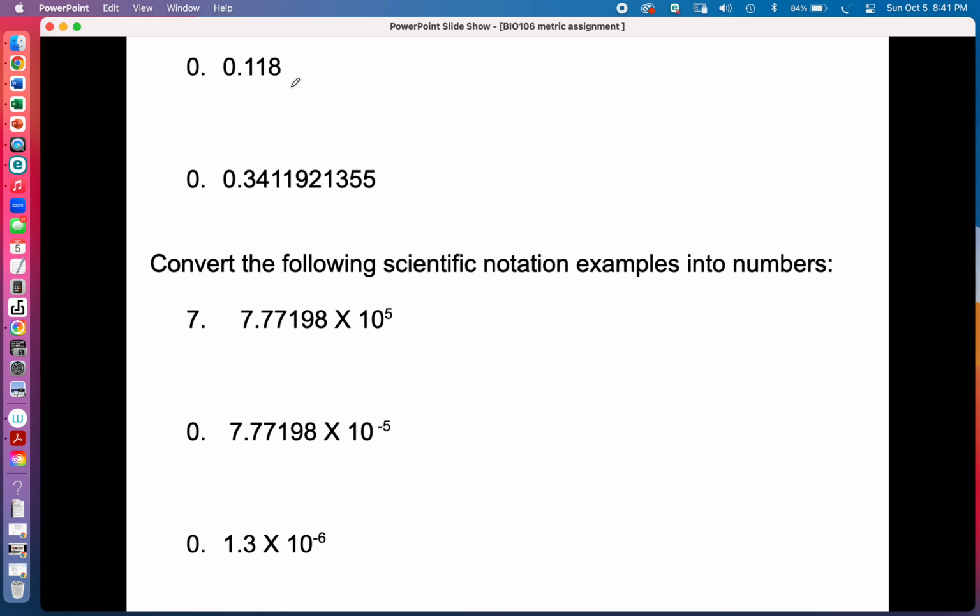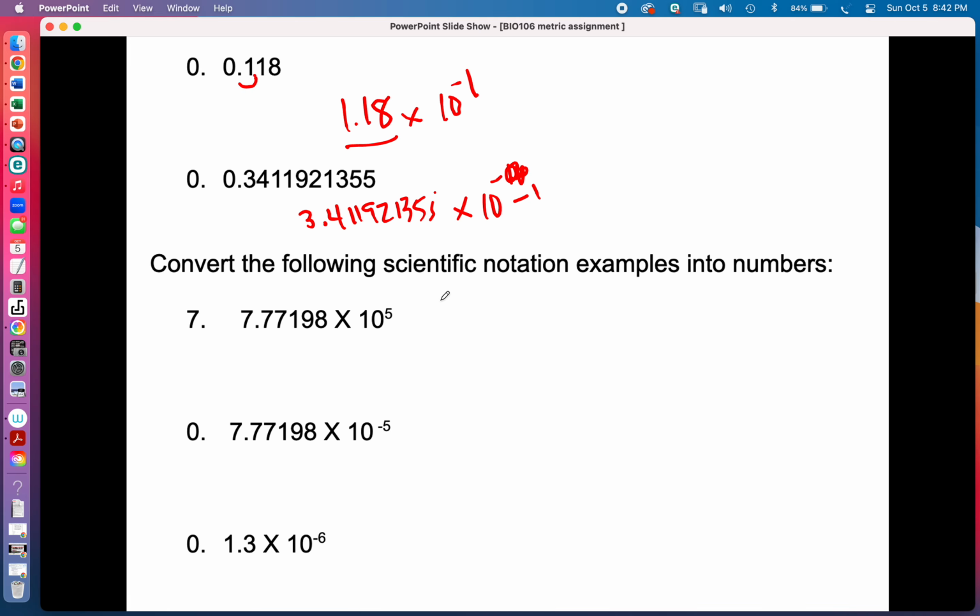Okay, great. Just a couple more. This would be 1.18 times 10 to the minus 1. So we're just going to move it over, and that's just the typical. The typical is to just move it over one decimal point like that. Here, this is a small number, and we could move it over like that, and it would just be 3.411921355 times 10 to the minus 1. Because we're not going to multiply this by 10, we're going to multiply this by 0.1.